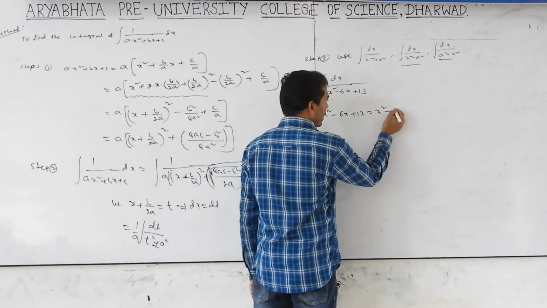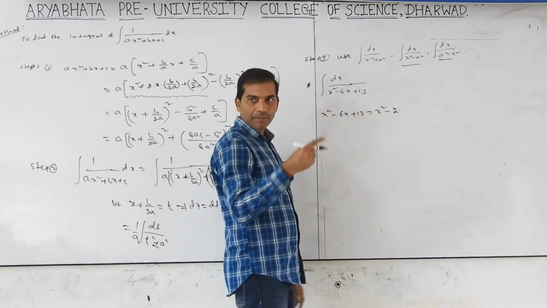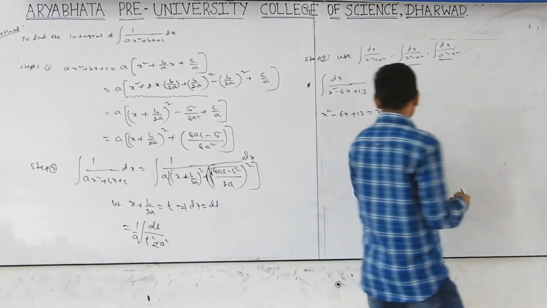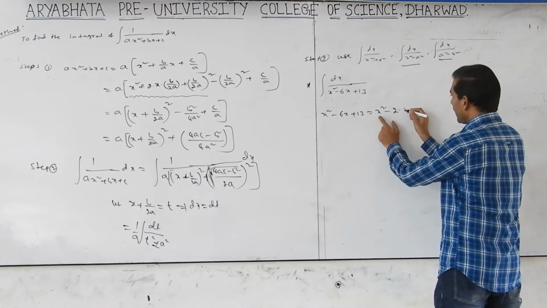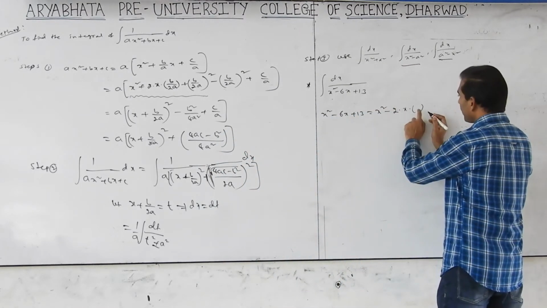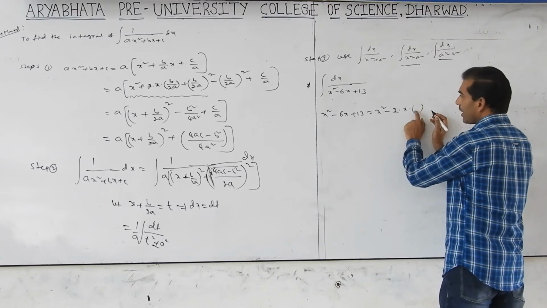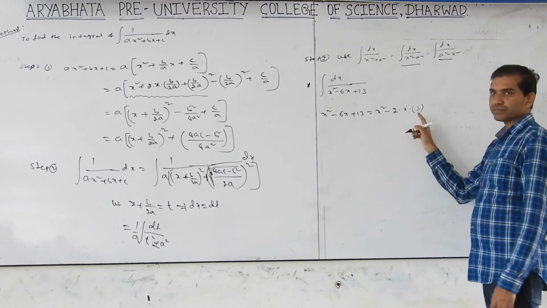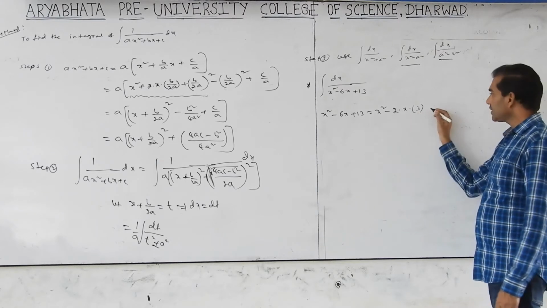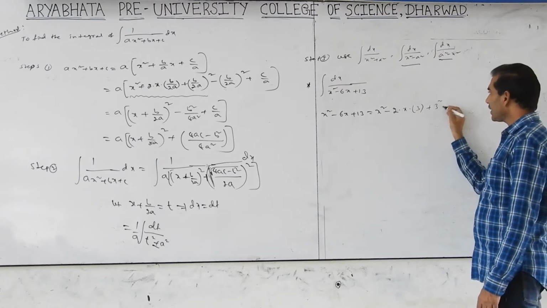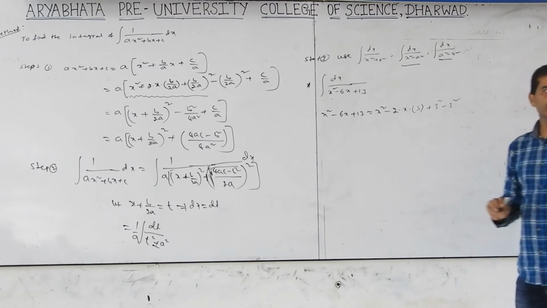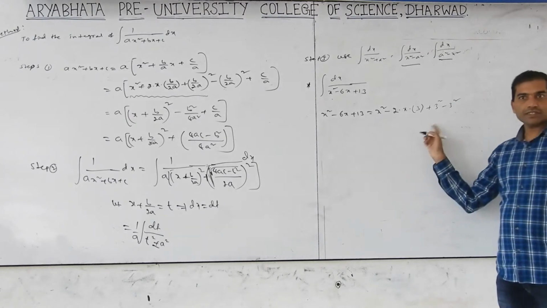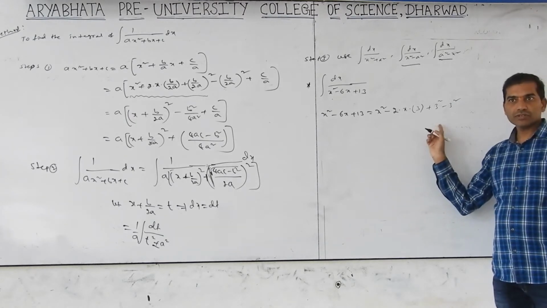X square minus 2, make it in the form of a whole square: a square minus 2ax plus b square. Tell me, by taking what value of b do we get 6x? 3. This is b square, 3 square, added and subtracted. Is my point clear? Understood?